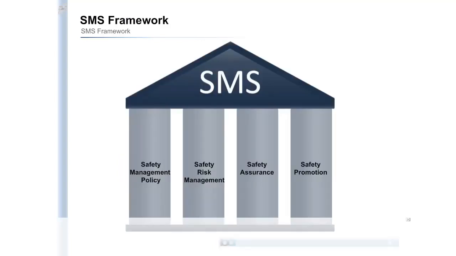If you remember, we introduced the 4 components of SMS in Module 1. As a reminder, safety management systems are built on 4 main components: 1. Safety management policy. 2. Safety risk management. 3. Safety assurance. 4. Safety promotion. We will now take some time to discuss each component in more detail.